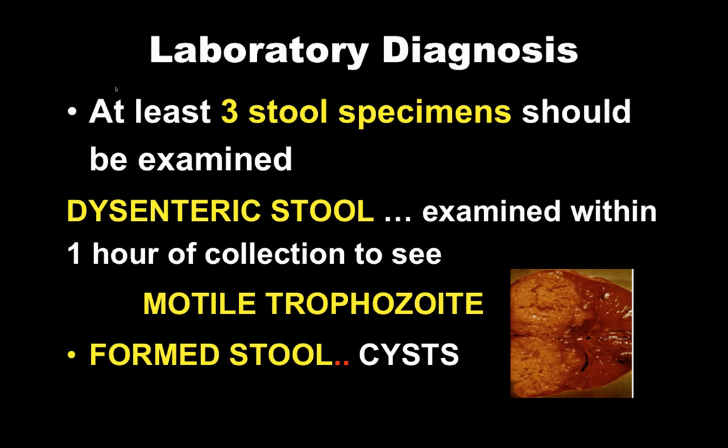At least 3 stool specimens should be examined. In acute amoebiasis, dysenteric or diarrheal stool is seen, and this stool has blood and mucus in it, and we look for the motile trophozoites which have ingested RBCs. Whereas if the stools are formed, as you see here on this slide, then you look for the cyst, and we generally look for the tetranucleated cyst, which I have discussed in detail in my previous lecture.